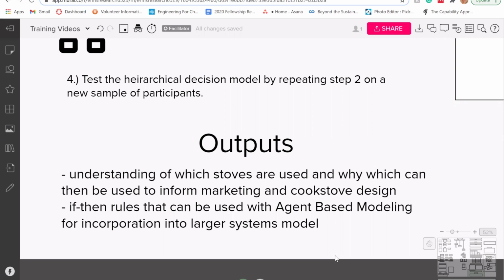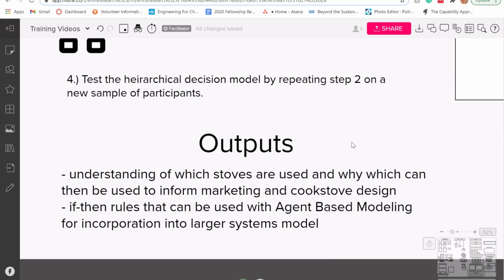But additionally, outputs from this can help in the development of if-then rules. So for example, if I own an improved cook stove and I need to complete a cooking task quickly, then I will use this improved cook stove to complete this task, those kind of rules. And these can be used with agent-based modeling, which I plan on discussing in more detail in another video.